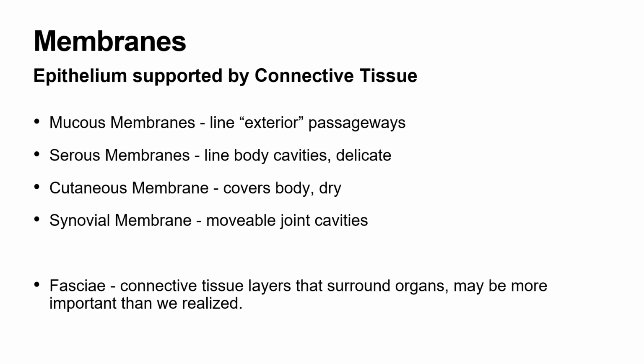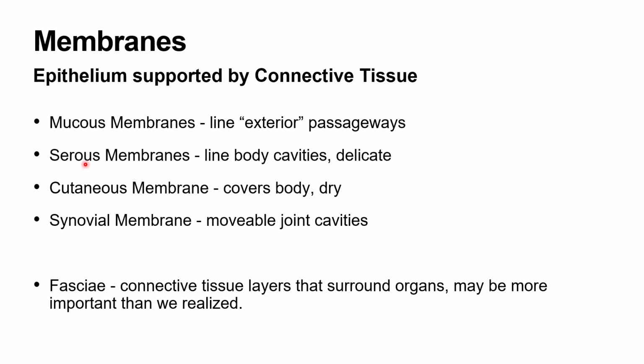Let's cover a couple of vocabulary terms in reference to different types of membranes. So of course, with our membranes, we're typically talking about different types of epithelial tissues supported by the underlying connective tissues. Mucous membranes are going to be the type of epithelial tissue that's going to line our exterior passageways. We're thinking about things like the nasal cavities as well as the oral cavity or your mouth. Those are a quote-unquote exterior passageway because they open up to the exterior around the body.